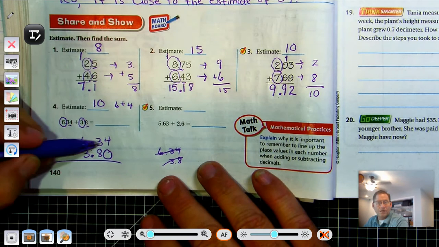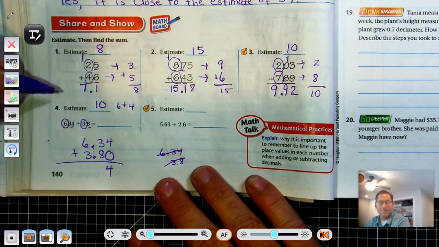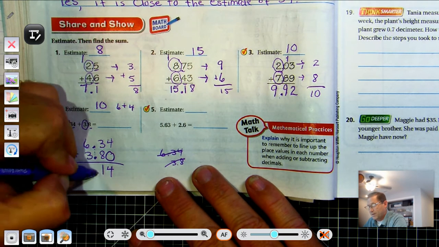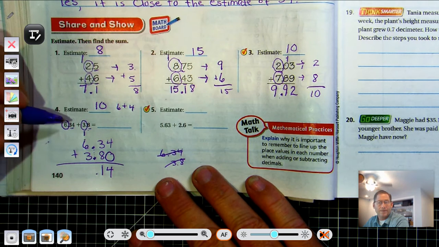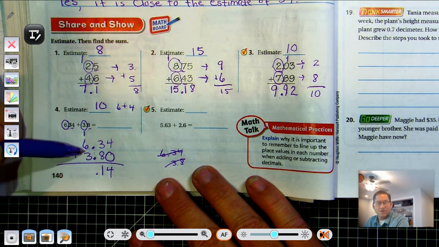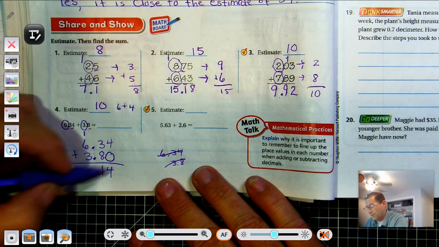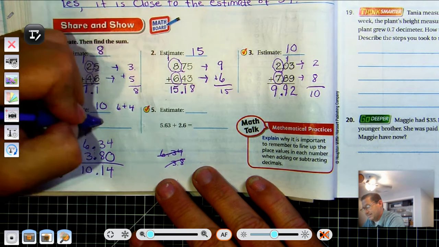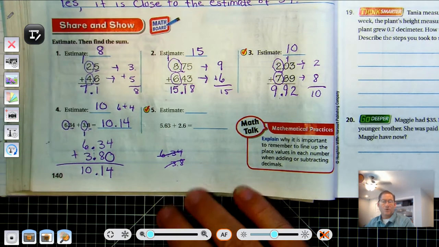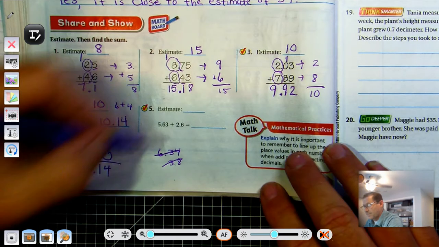All right, so 4 hundredths plus the 0 hundredths we added is 4 hundredths. 8 tenths and 3 more tenths is 11 tenths. Regroup that as 1 one and 1 tenth. We're now moving to the ones place. So 6 and 3 more ones is 9, plus 1 more is 10. 10 and 14 hundredths.